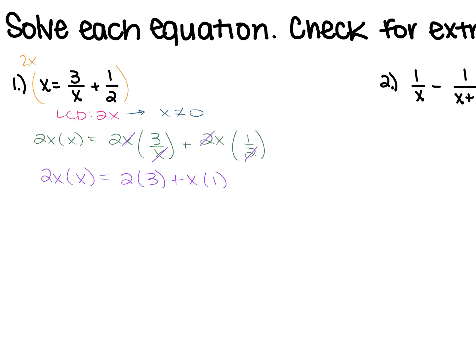So multiply from here. That gives you 2x squared is equal to 6 plus x. We're going to move the x over by subtracting it from each side. We're also moving the 6 over by subtracting it from both sides.